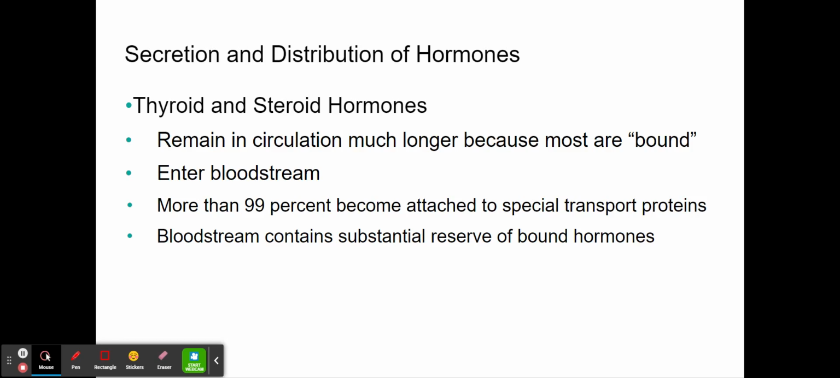For each hormone, an equilibrium state exists between its free and bound forms. As the free hormones are removed and inactivated, bound hormones are released to replace them. At any given time, the bloodstream contains a substantial reserve, generally around several weeks' supply of bound hormones.